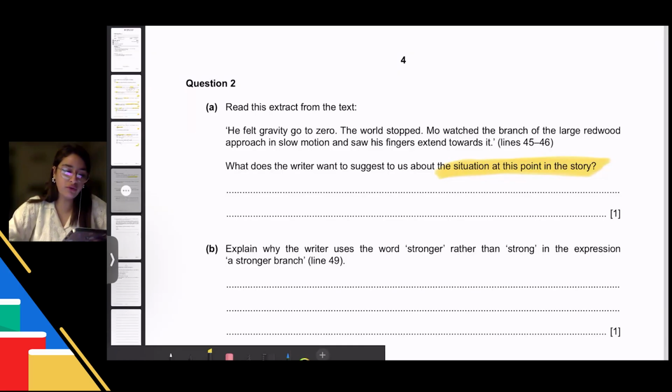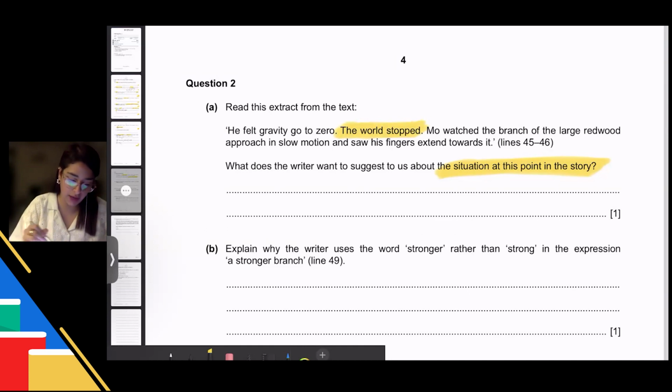So the best way to do that would be to come up with an adjective that you would use to describe this entire phrase. So whatever adjective comes to mind once you read this phrase is a good response to talk about what the writer wants to suggest about the situation at this point. So for example, if we read this line, we can talk about how the world stopped. This shows us that it is something that is rather drastic or dramatic.